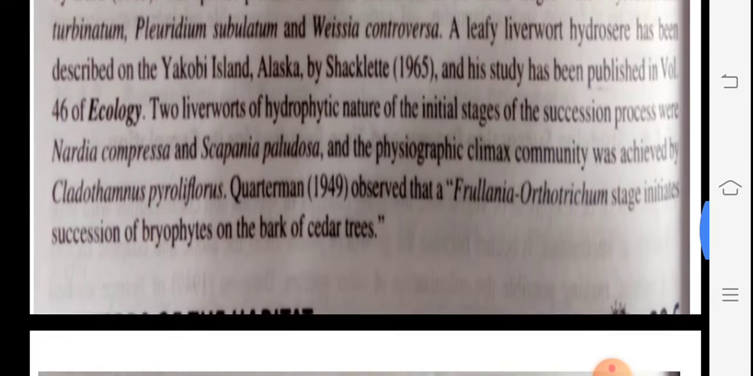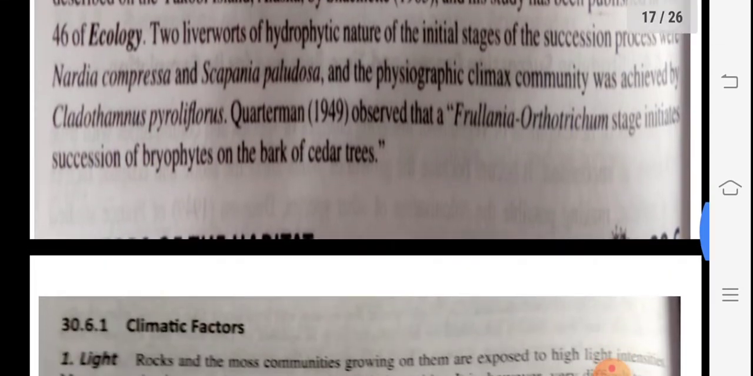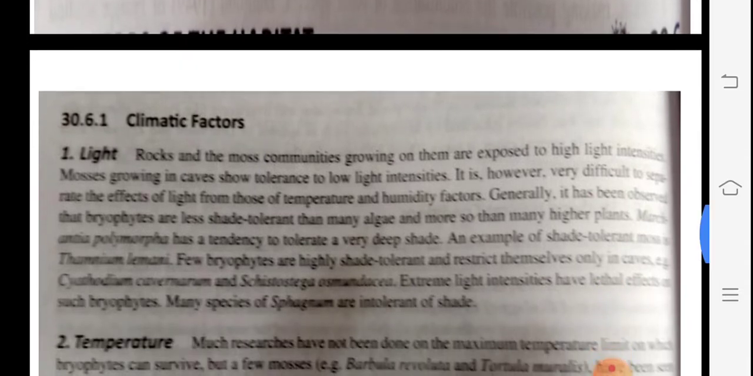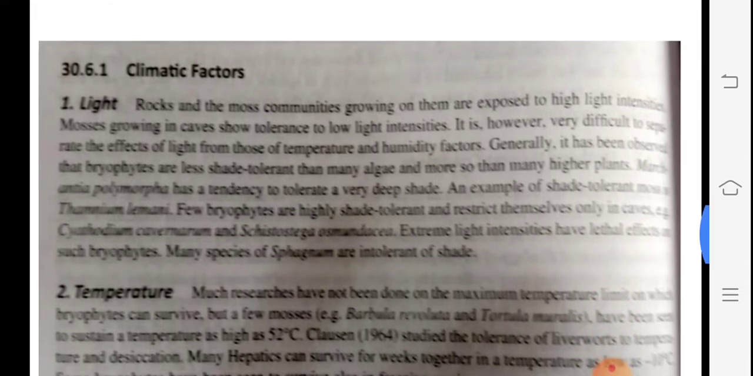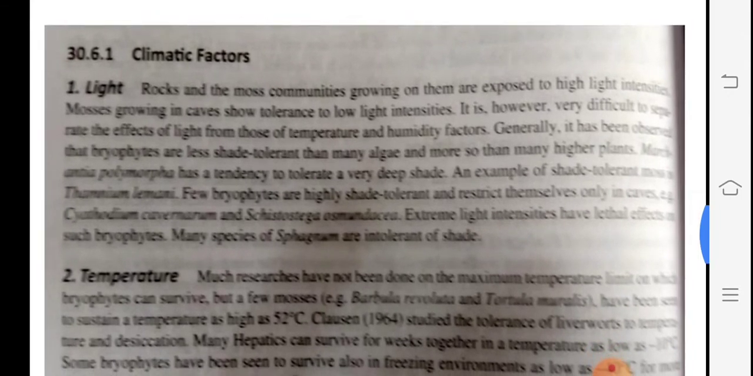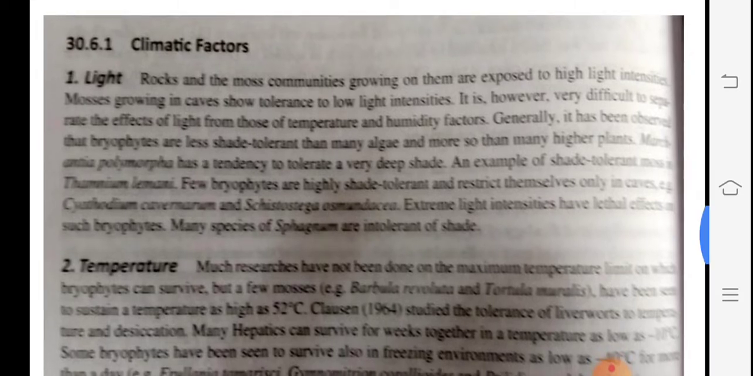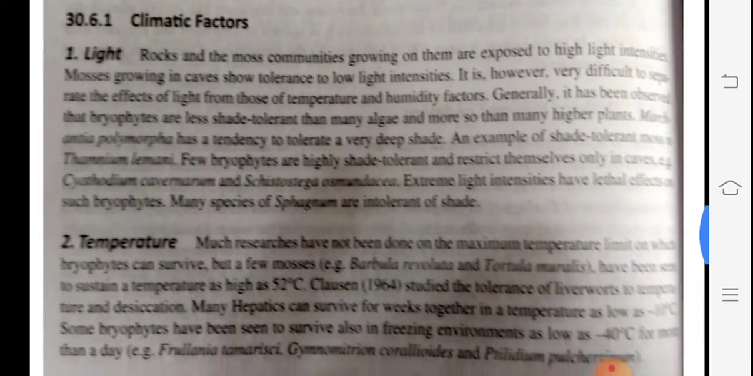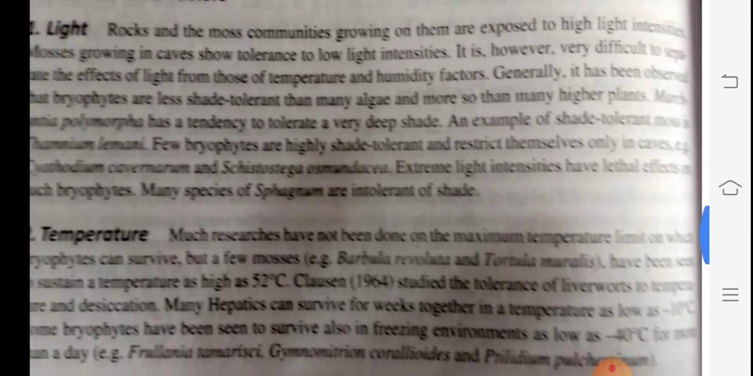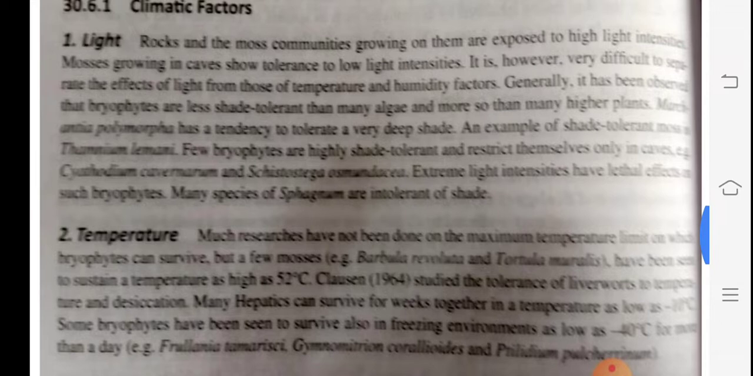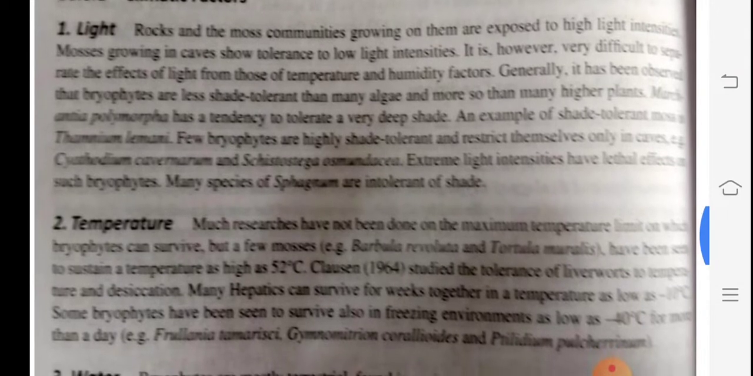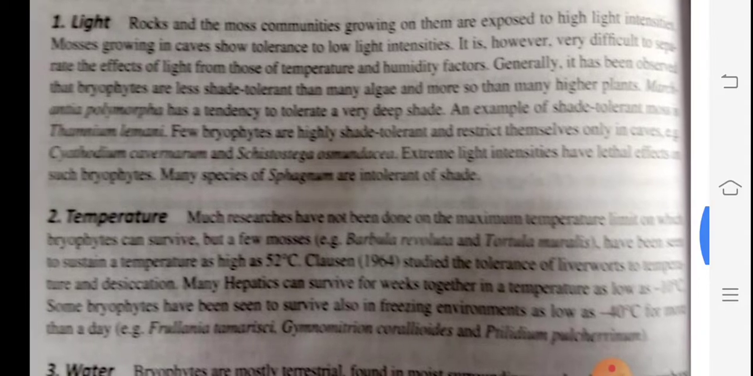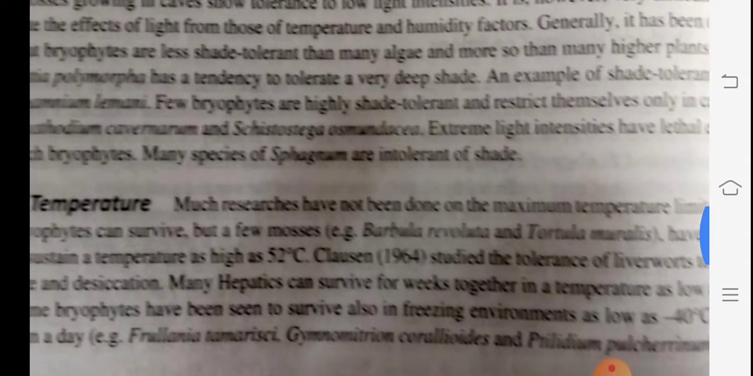Right, so the physiographic climax community is generally studied in different areas in relation to climatic factors, so we have to consider these four or five points. Suppose light is there: rock and moss communities growing are exposed to the light. Then in caves, basically low light intensity is there, whereas there are certain shade tolerant areas, with some examples like Schistostega, and Thamnium, the moss, generally found in this area.